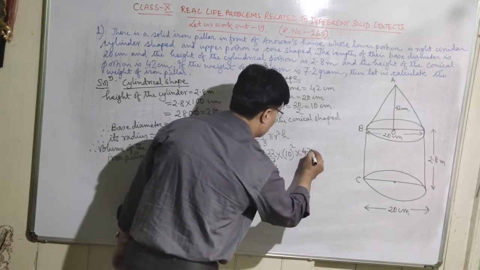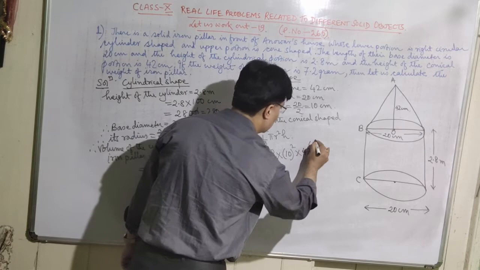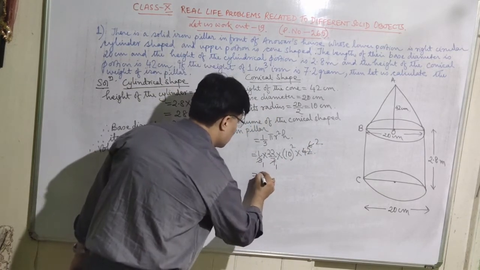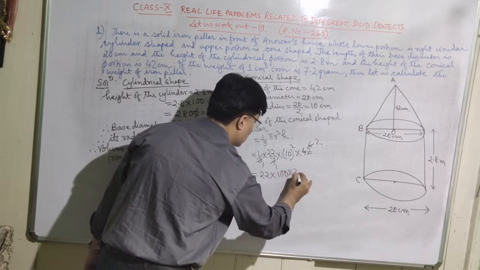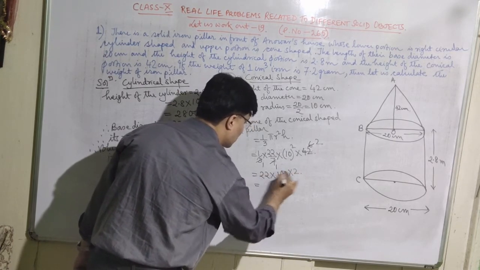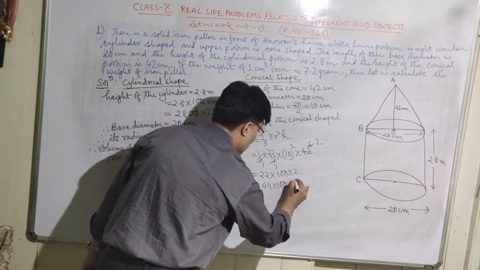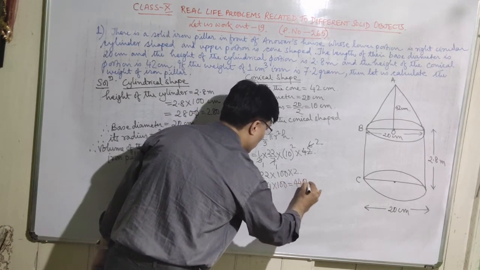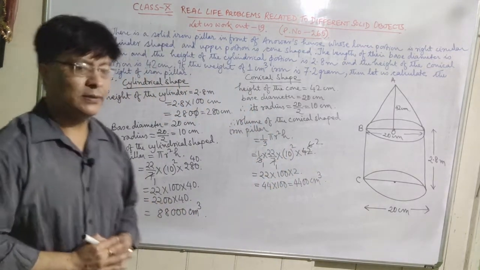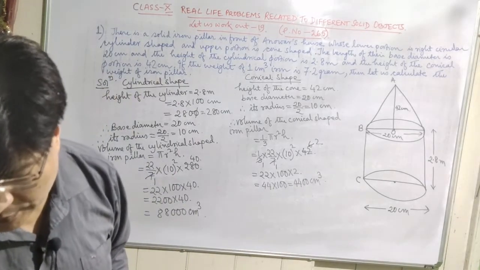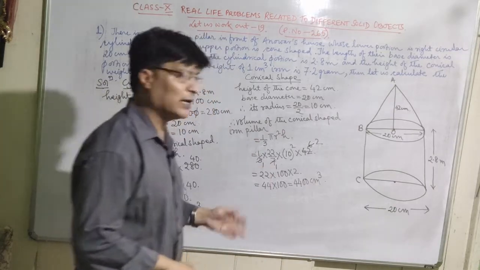7 ones are 7, 7 sixes are 42. This is 3 ones are 3, 3 twos are 6, which is equal to 22 into, what is 10 whole square? 100 into 2, which is equal to 22 into 2, 44 into 100, which is equal to 4400 centimeter cube. So I think you have understood it. Okay. So now this is the volume of the conical shaped iron pillar.